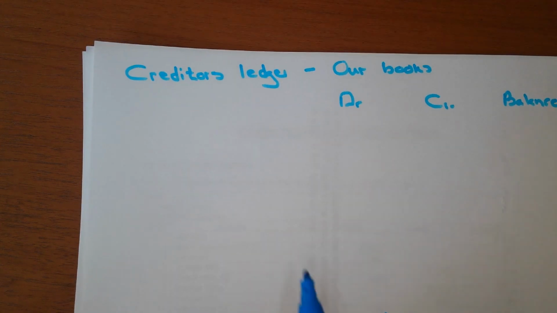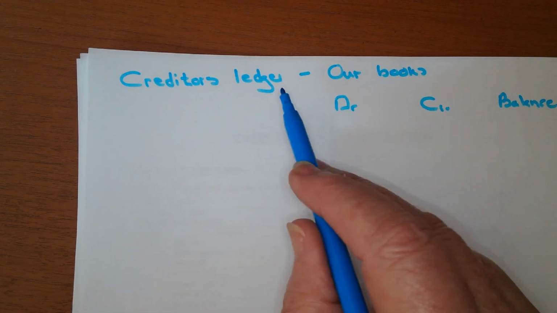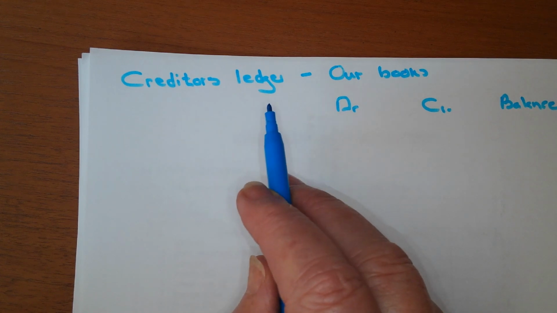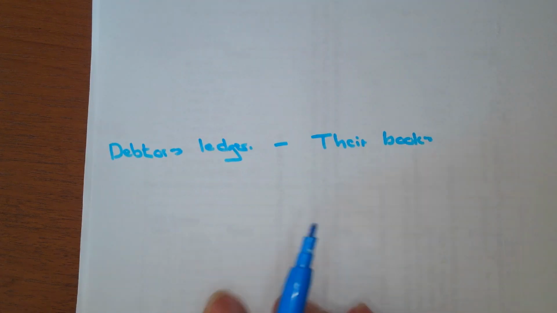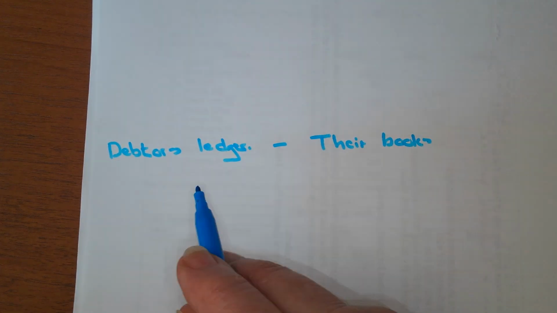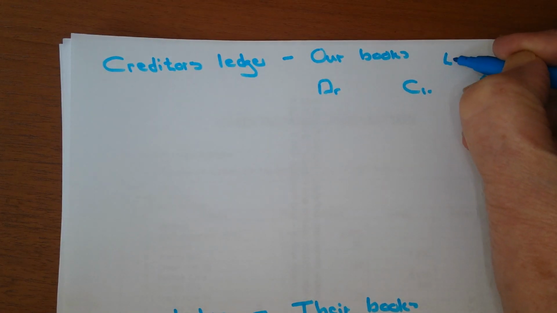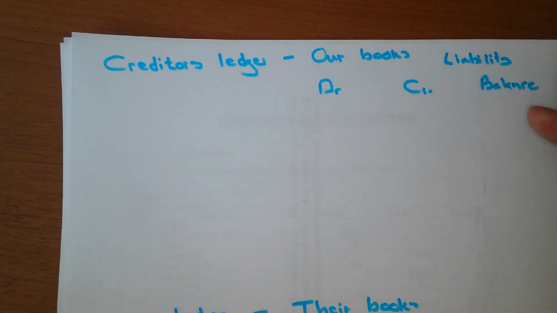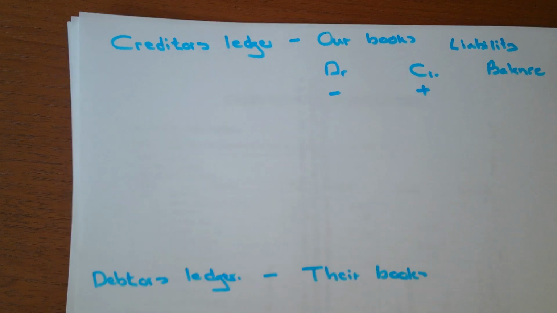Now remember, the creditor's ledger is in our books. So we have an account for every creditor that we buy from on credit. In their books, they see us as a debtor. So in our books, they are a liability, and the liability increases on the credit side and decreases on the debit side.